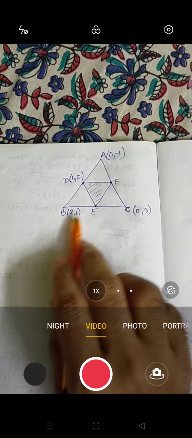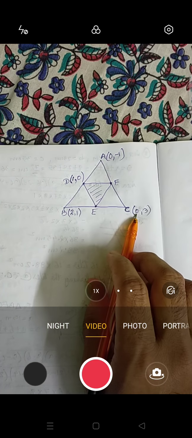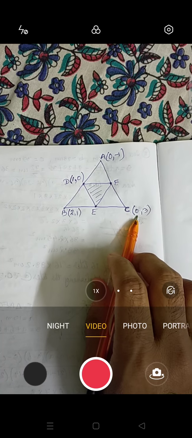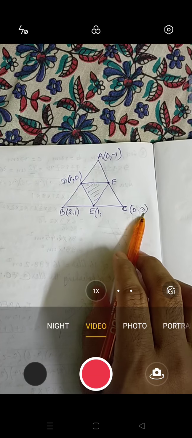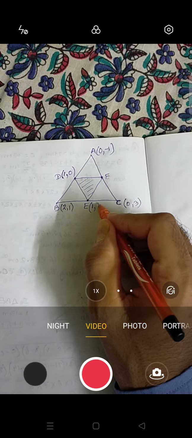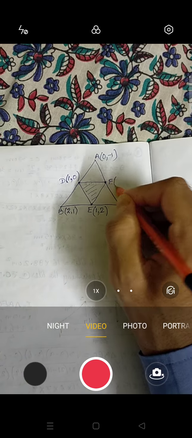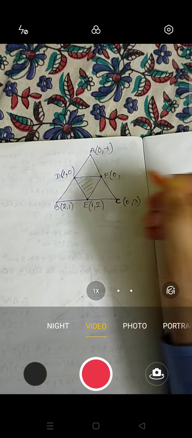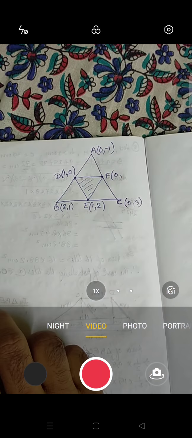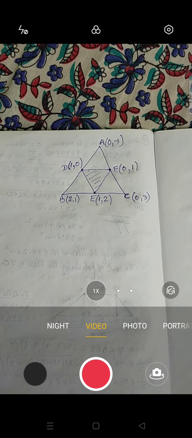In the same way, E is the midpoint of BC. So 2 plus 0 is 2, divided by 2 is 1, comma, 1 plus 3 is 4, 4 divided by 2 is 2. So the coordinate of E is (1, 2). Now F: 0 plus 0 is 0, 0 by 2 is 0, comma, 3 minus 1 is 2, so 2 by 2 is 1. So we got the coordinates of all the midpoints. Understood?